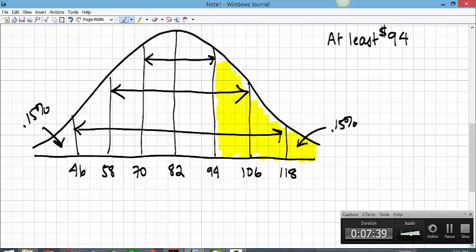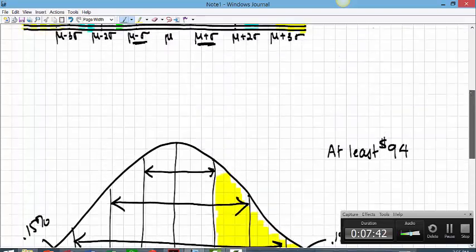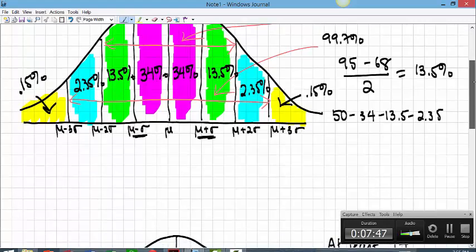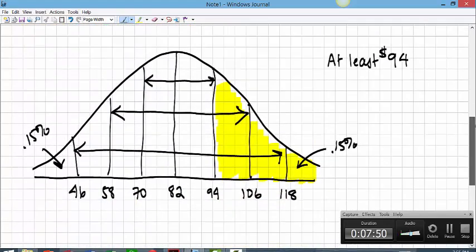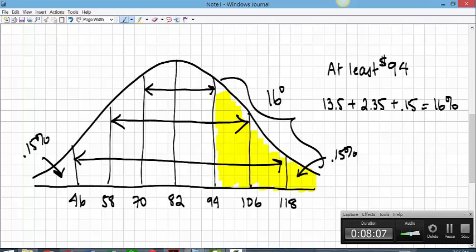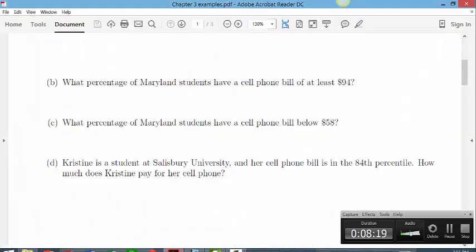Now we already know what those pieces are. So if I go up here just to check, okay, I have 13.5, 2.35, and 0.15. I can add them all up. Okay. So 13.5 plus 2.35 plus 0.15. If I do this, I'm going to get 16%. Okay? So this piece right here says that roughly 16% of all Maryland college students pay over $94 for their cell phone bill.